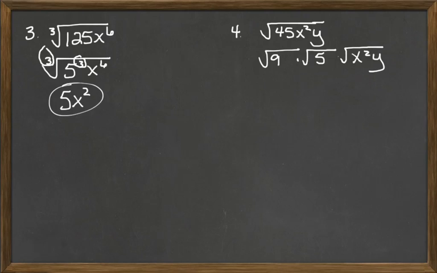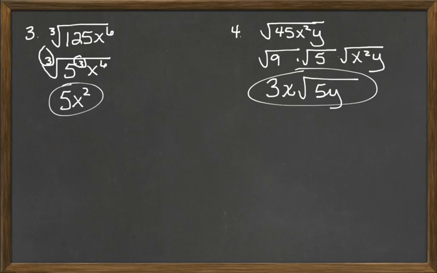The next problem, you see I've already started it. 45 has a perfect square factor embedded in it. It's 9. And then again with my variables, I'm just going to take the index number, which is not present, which means it's a 2, and divide it into the exponent. You can see with the y, it doesn't have a pair, so I call it a spare, which means it's going to remain underneath the radical sign. But that square root of 9 can become a 3. I can take out an x, and the 5 is also a spare, and the y is a spare, so those stay underneath the radical sign.